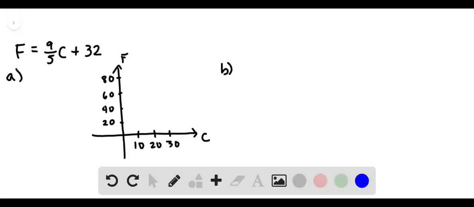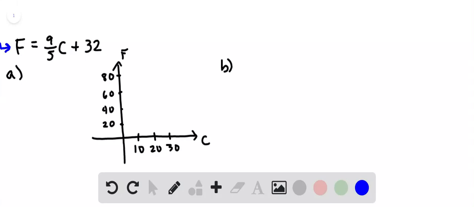All right, so here we have the function which represents the temperature in degrees Fahrenheit as a function of the temperature in degrees Celsius, and we want to sketch the graph of it. So I'm going to start by finding a couple points that would be on the graph, and then we'll draw a line through them. So if the temperature in degrees Celsius was 0, we would have 9/5 times 0 plus 32, so that would be 32 degrees Fahrenheit.